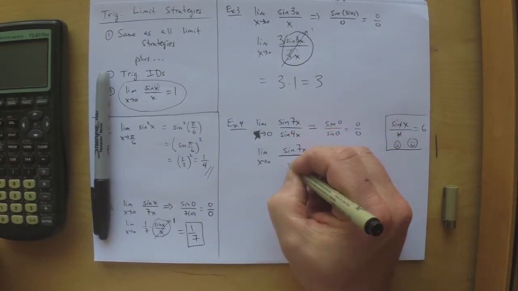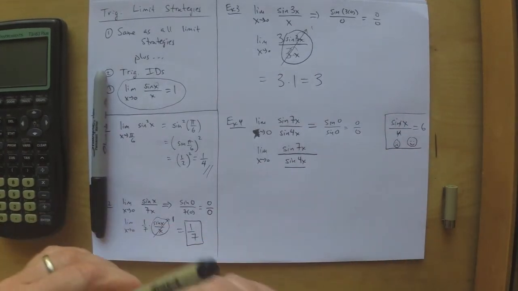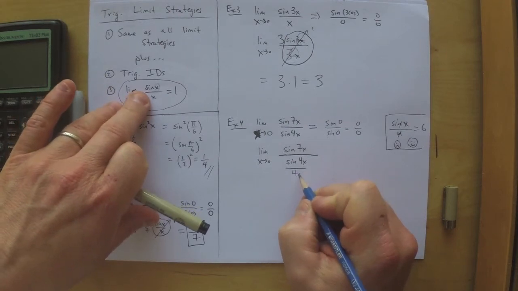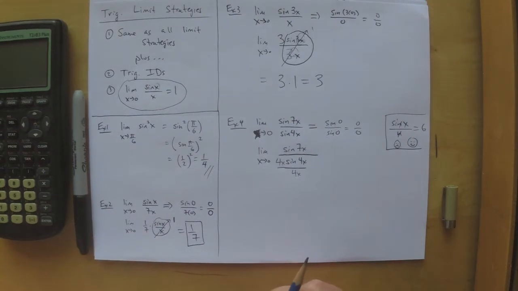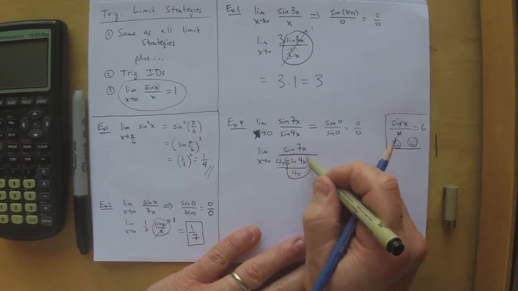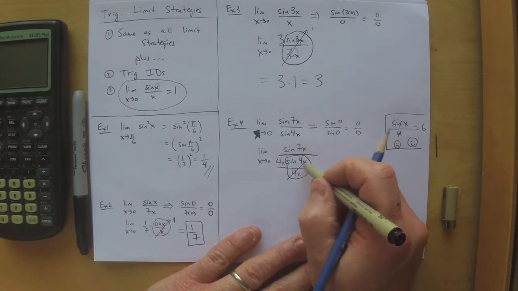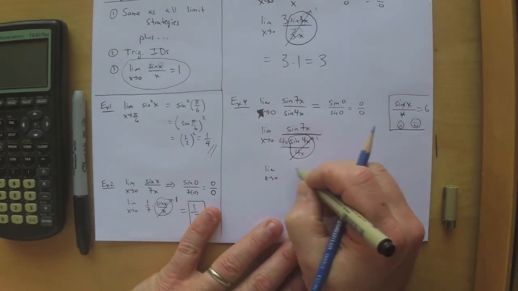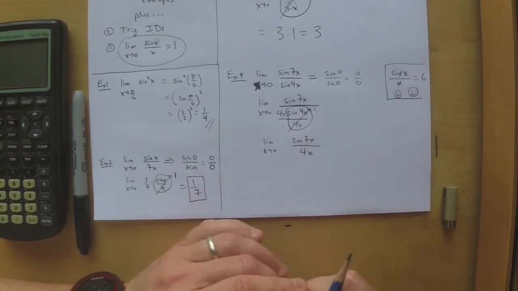I would love this sine 4x to have a 4x below it, so I could invoke this. But if I put a 4x there, I have to put a 4x there to keep it algebraically balanced. But now what I've done, I've created this. And sine of 4x over 4x as x goes to 0, that goes to 1. And I'm left with this, sine of 7x over 4x.